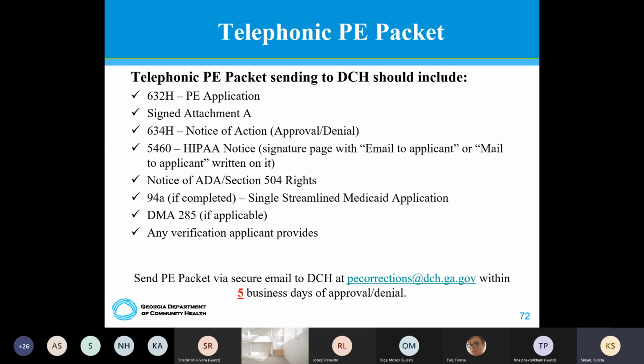So if you need to take this slide out to have as your checklist with you, and the slide where it says a regular PE packet, take those 2 slides out so you can have it as a checklist. So before you send your packet to DCH, you need to check off this list to make sure you have everything that you need to have as part of your PE packet. Any questions?